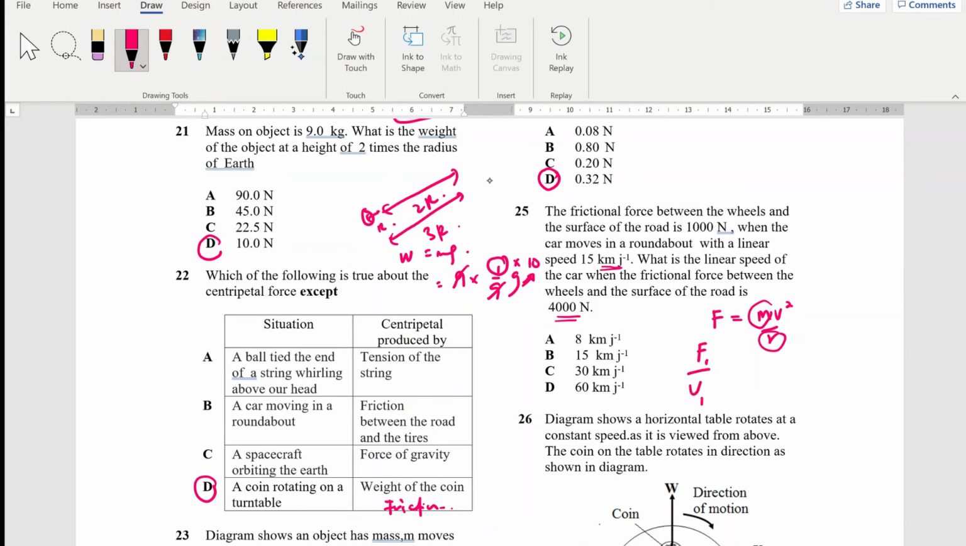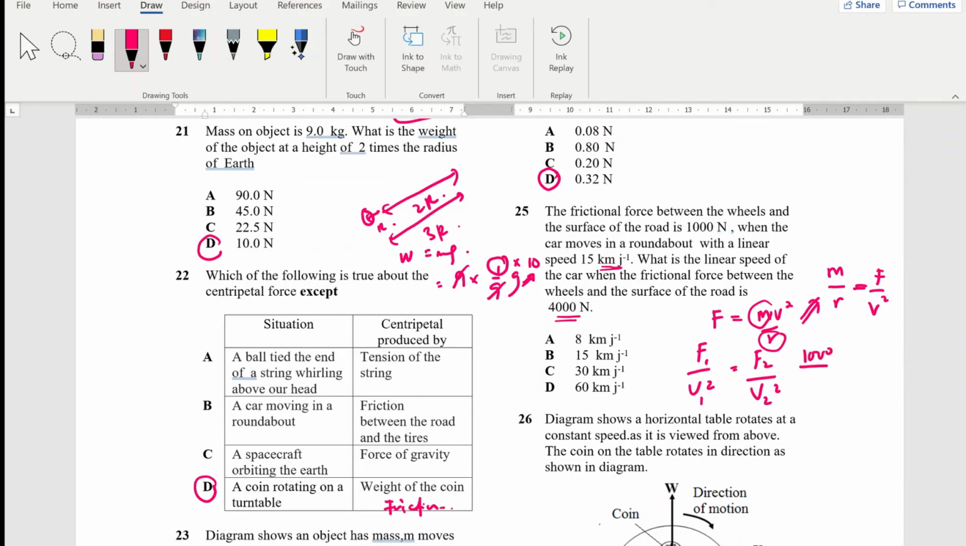F1 over V1 squared equals to F2 over V2 squared. Okay. From this one lah. Sebab M dengan R dia sama je for both. So, kita boleh buat comparison macam ni. Okay, so masukkanlah value.